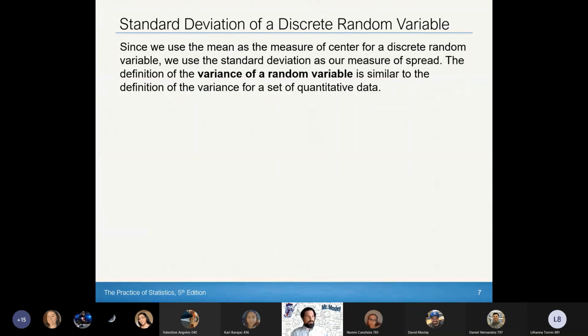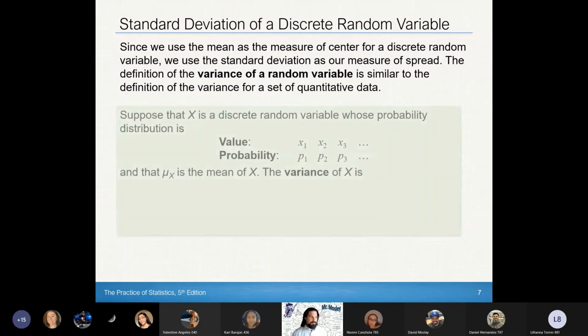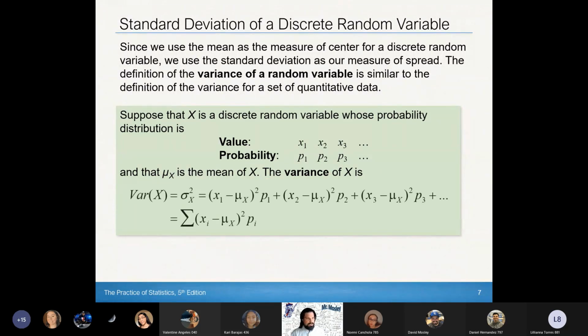If you recall, when we're finding the variance for a set of quantitative data, we take the differences of all the observations from the mean and square them, and then we add those all up. That's our variance. We take the square root of the variance and we get the standard deviation. A similar thing applies here. Suppose that x is a discrete random variable whose probability distribution is as we've seen previously, and that mu sub x is the mean of x. The variance of x is given by this formula.